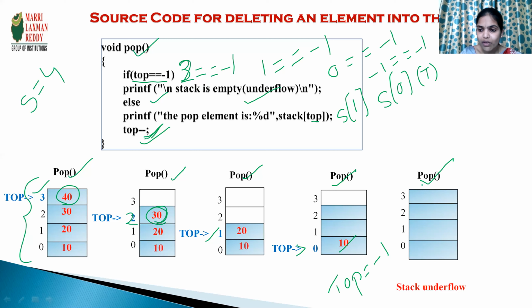It means you are trying to pop out an element from an empty stack. So it returns that the stack is underflow. Whenever you perform a pop operation on an empty stack, it states stack underflow. Here, stack underflow states that there are no elements on the stack, so you cannot pop out any element. This is the operation of pop.